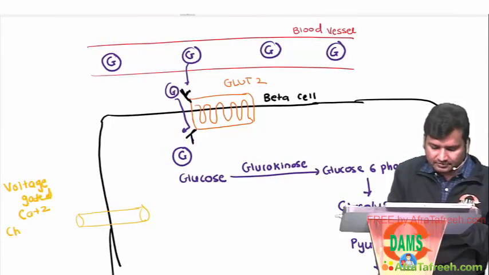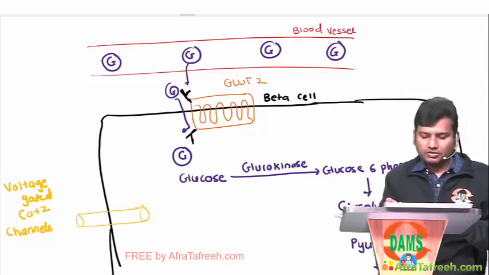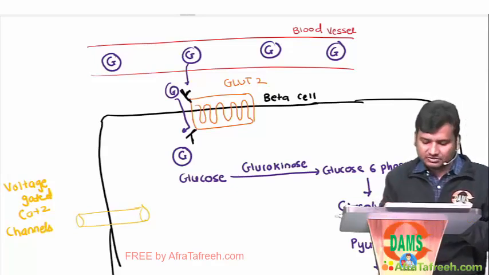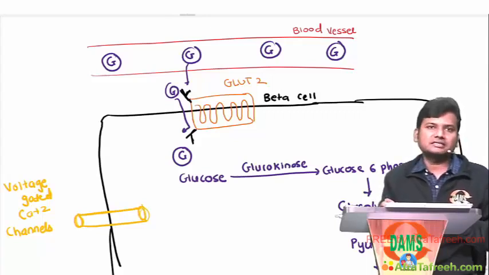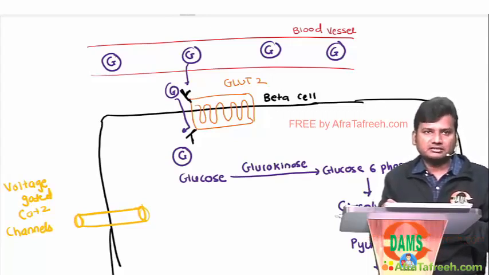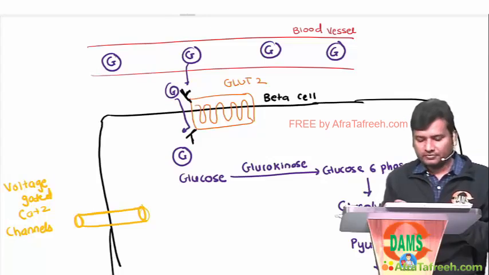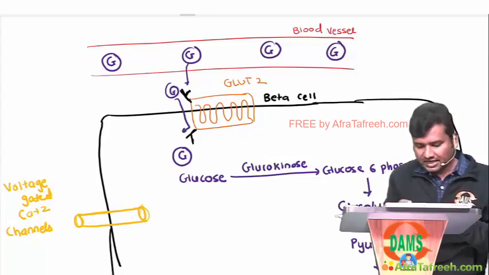Voltage gated calcium channels, because opening of calcium channels depends on voltage. When positive charge increases in beta cells, calcium channels will open. Okay, so these channels are closed.